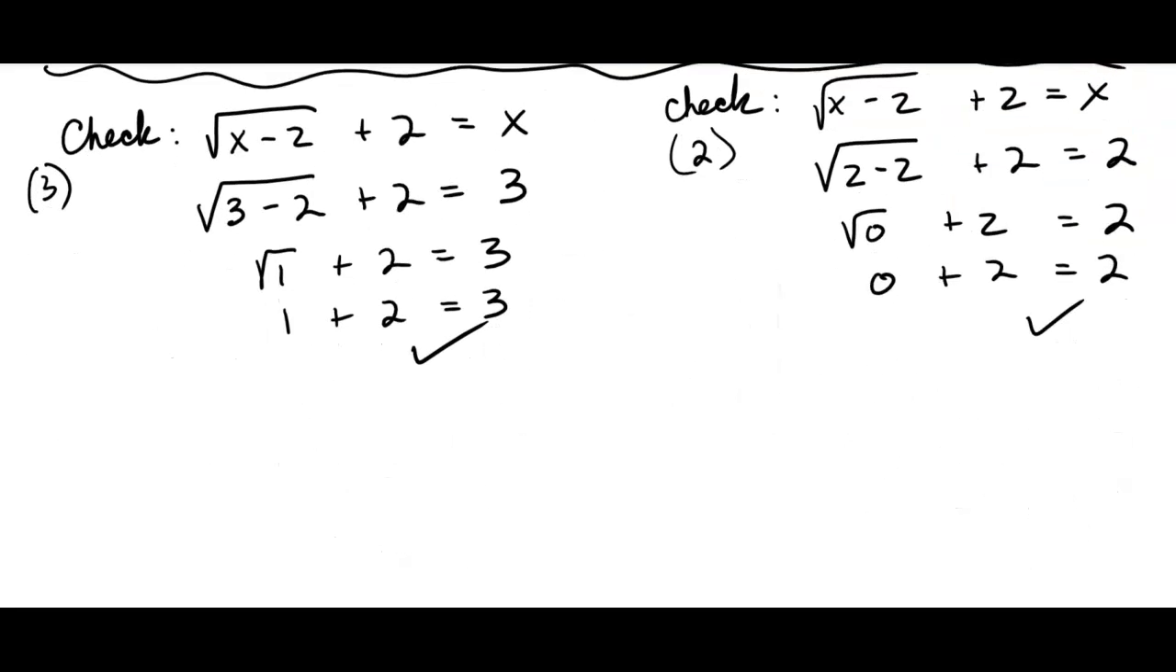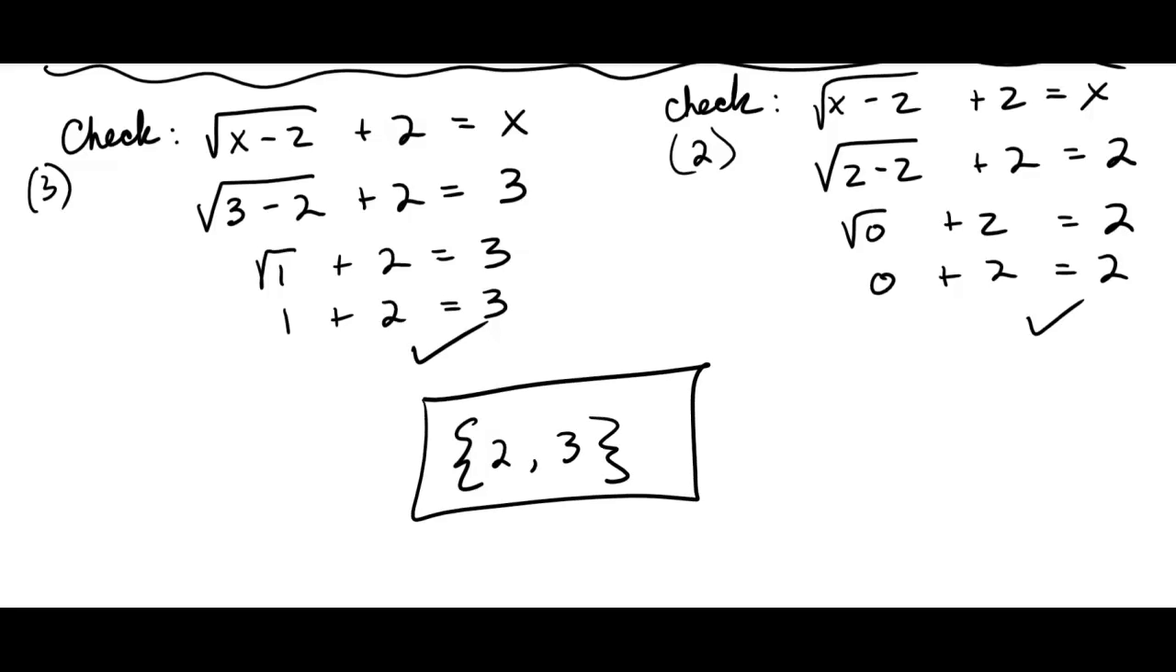In my answer, if I'm doing set notation, I would put both answers, 2 and 3. They both work. Now here's where the errors come. Sometimes both answers work, like in this case. Sometimes neither one works. Sometimes one works and one doesn't. So you can't make any assumption like, oh, there's two answers, they're both going to work. That may or may not be true. You have to check them both.